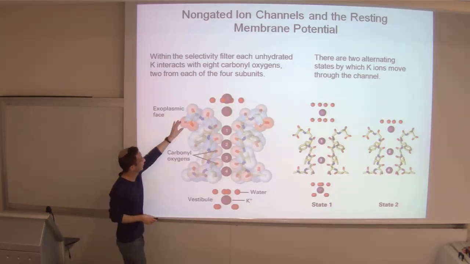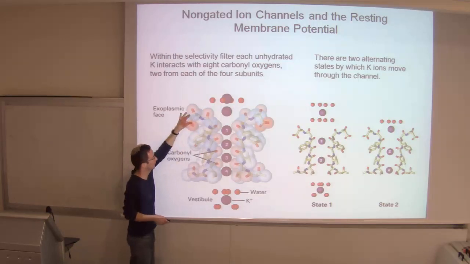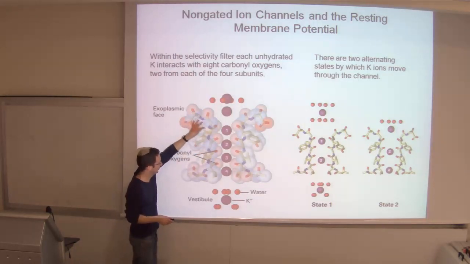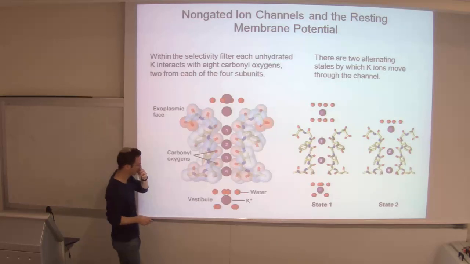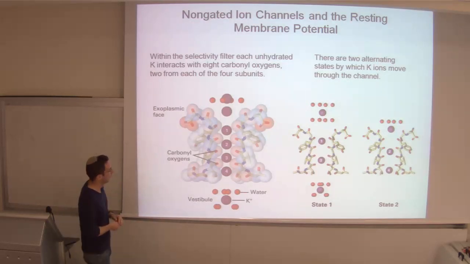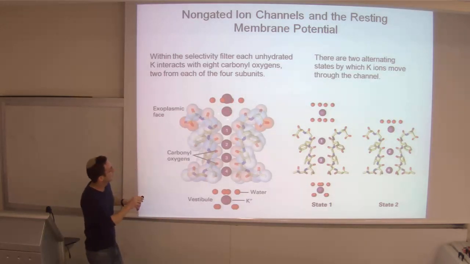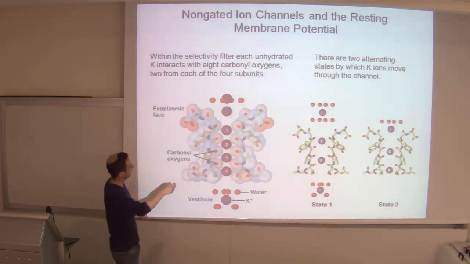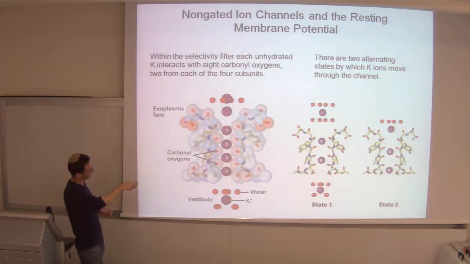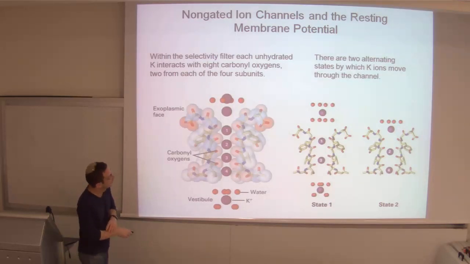So now again we're looking only at the red, the P segment, the selectivity filter in the P segment of the potassium channel. This ion right here is exactly in the transformation state in which it still interacts with 4 water molecules from the cytosolic side, but from the exoplasmic side, it is engaged already with the 4 oxygens that are part of the protein.